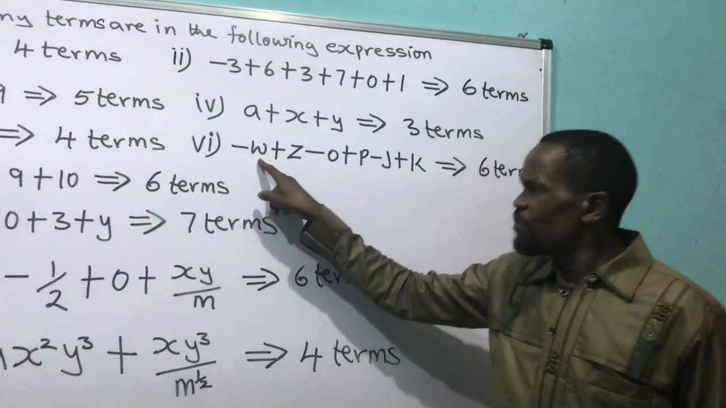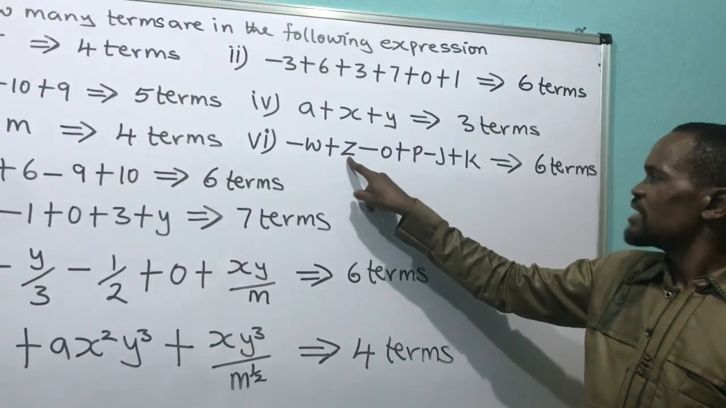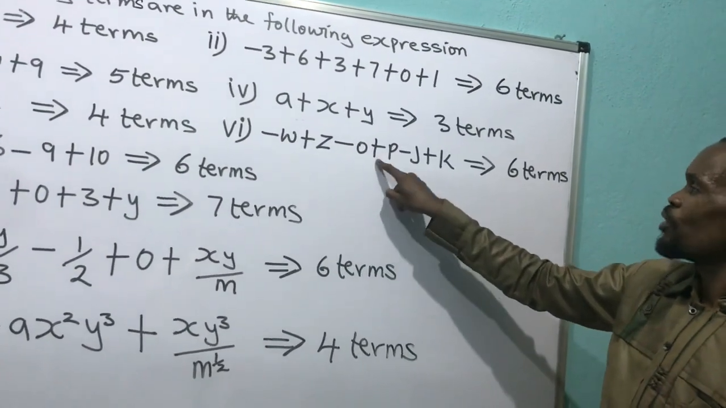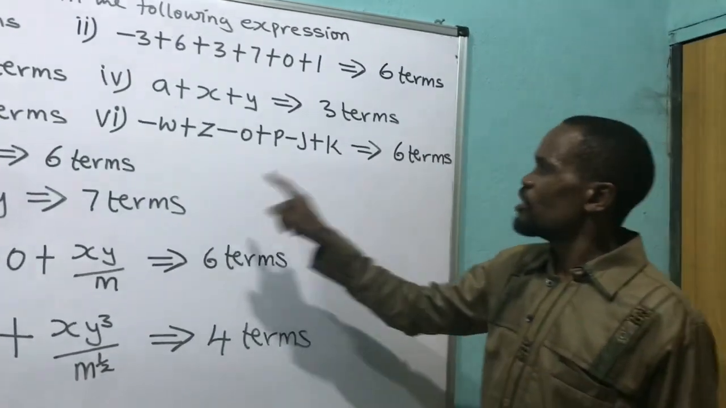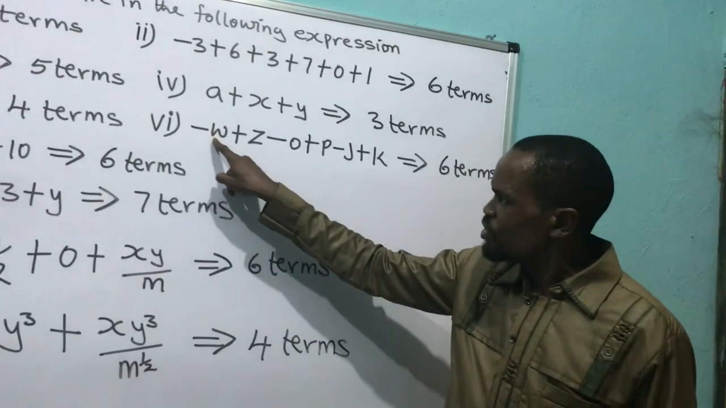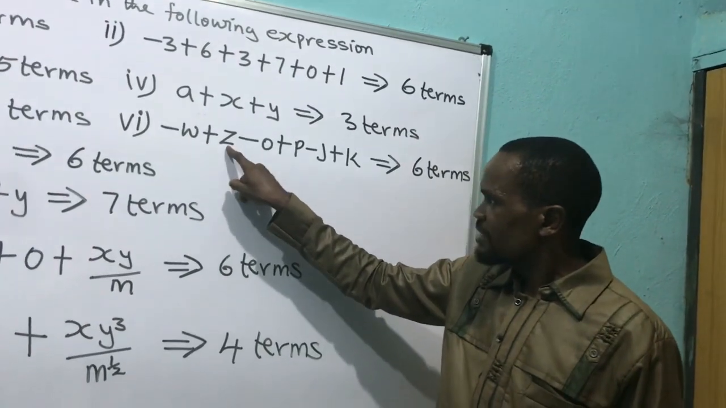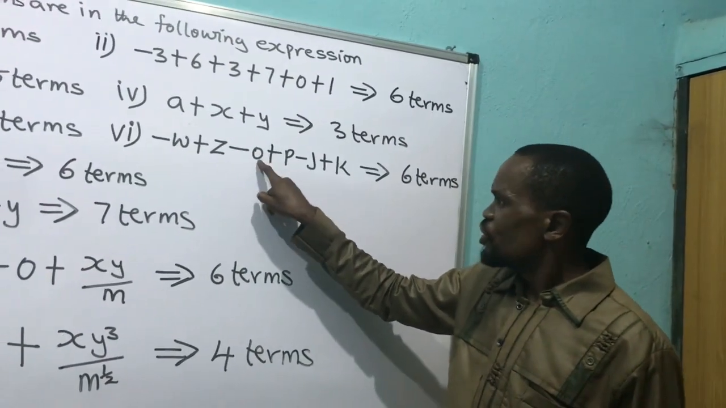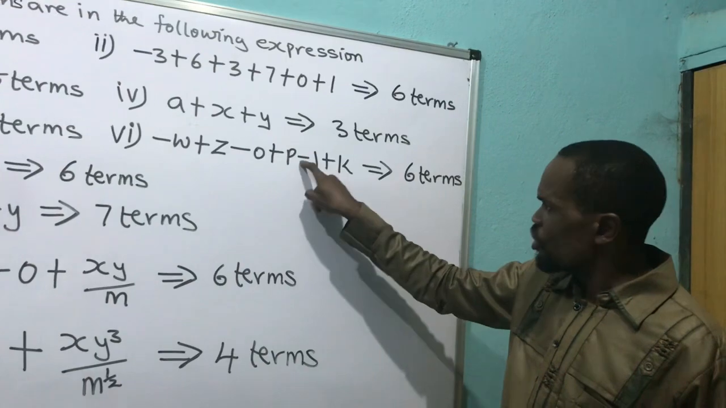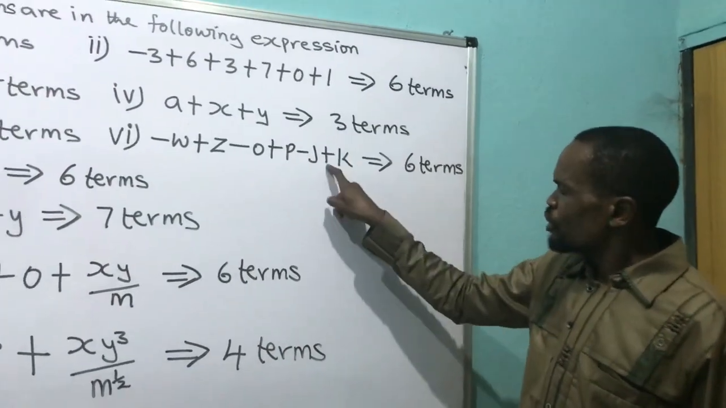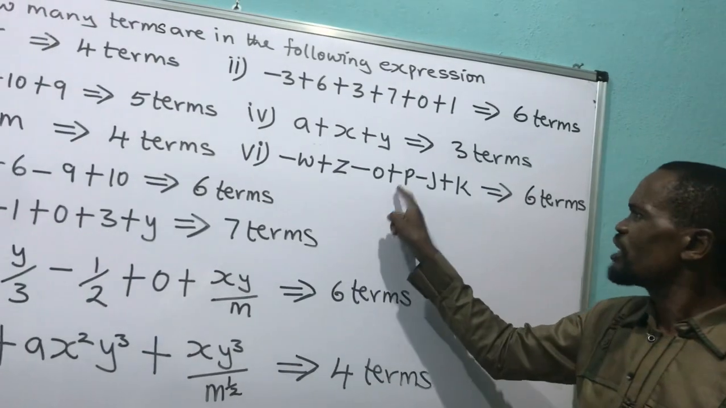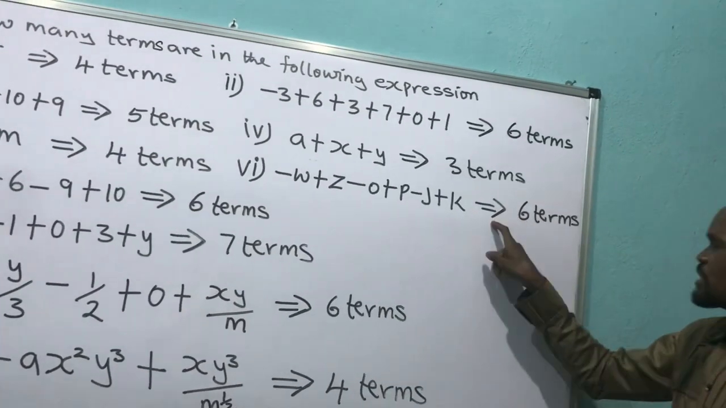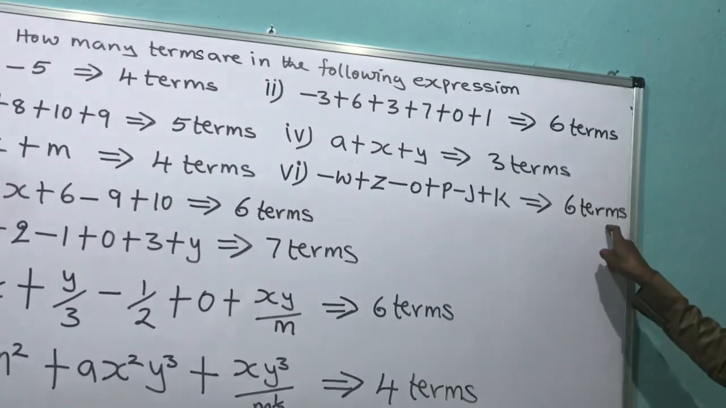That means minus W is a term, plus Z is a term, minus 0 is a term, plus P is a term, minus J is a term, plus K is a term. You remember that the owner of this minus is W, the owner of this plus is Z, the owner of this minus is 0, the owner of this plus is P, the owner of this minus is J, the owner of this plus is K. How many terms do we have? 1, 2, 3, 4, 5, 6. We said that means 6 terms.